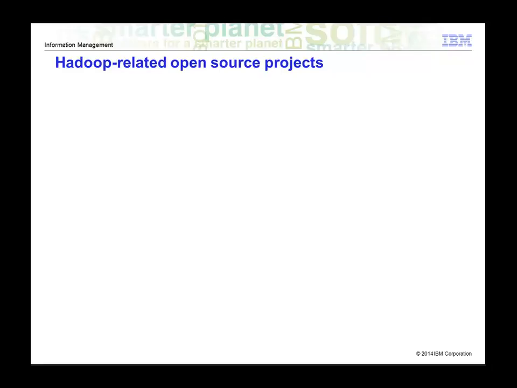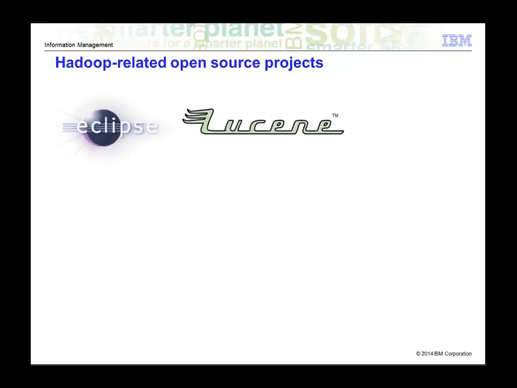Here's a list of some of the other open source projects related to Hadoop. Eclipse is a popular IDE donated by IBM to the open source community. Lucene is a text search engine library written in Java. HBase is the Hadoop database. Hive provides data warehousing tools to extract, transform, and load data, and then querying this data stored in Hadoop files.